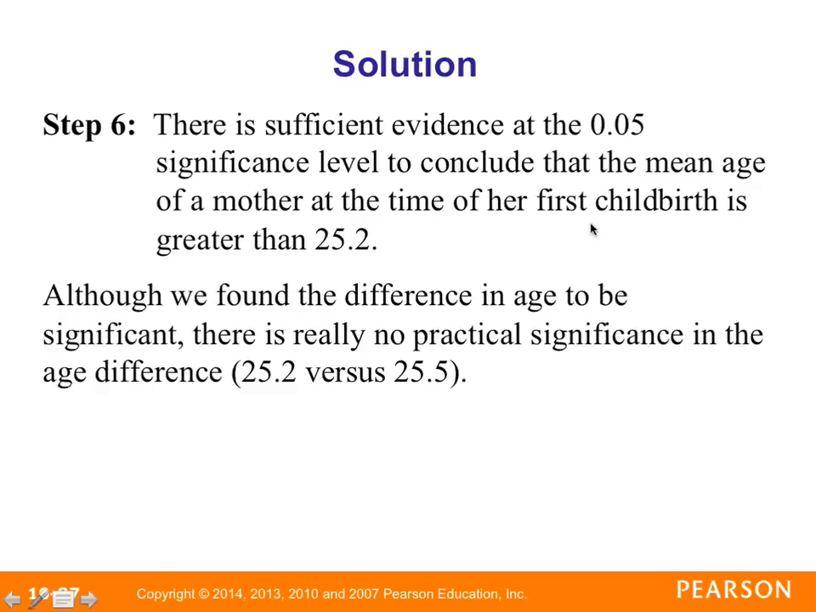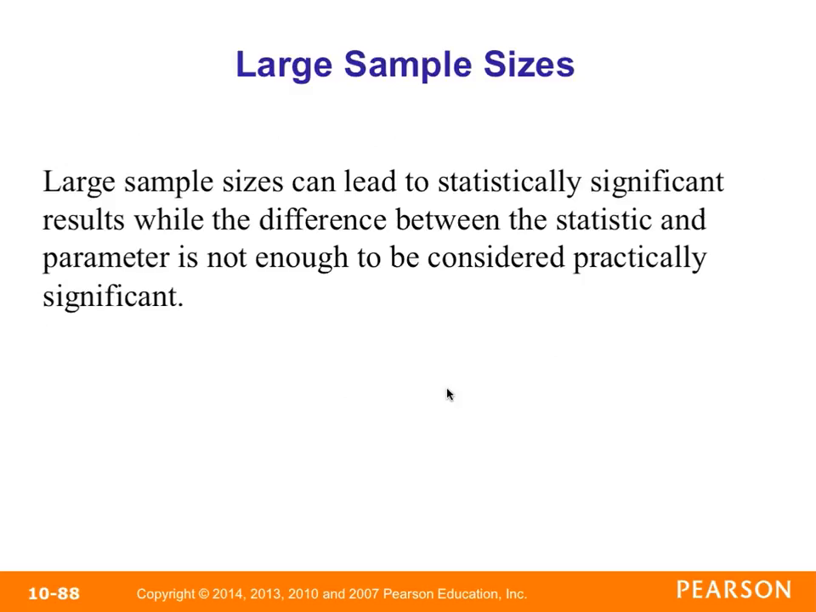So we would say that there is sufficient evidence at the alpha equals 0.05 level to conclude that the mean age of a mother at the time of her first childbirth is greater than 25.2. But if you think about what we actually obtained, we're really comparing the difference between 25.5 and 25.2. This is really not practically significant in terms of age difference, someone who's 25.2 years old and 25.5 years old. So even though the difference is significant, it's not really practical in this case.